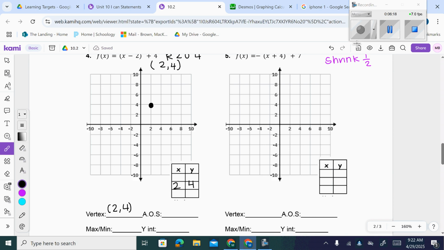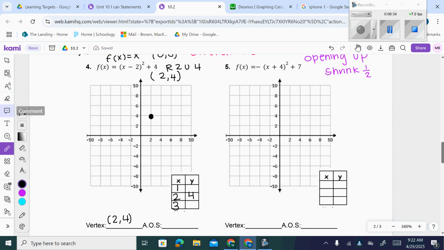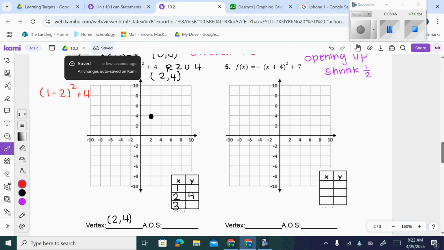That's got an x and a y, or an input and an output, correct? We're going to go one above it and one below it, in numerical order, 1, 2, 3. Where am I going to put this 1 to figure out what my output would be? In the x. So in your calculator, you're going to do 1 minus 2 squared plus 4. You're going to take out that x and put in a 1.